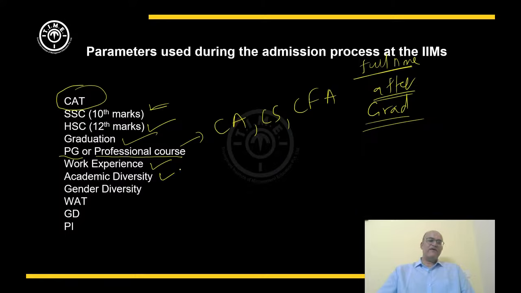Then academic diversity is there in some IIMs. This is essentially given to those who are non-engineers. People who have not done their engineering generally get academic diversity marks from the IIMs. Then gender diversity marks are also given. These marks are given to female applicants, in some IIMs also to transgender applicants. So males will not get this weightage. Everybody else will get gender diversity weightage in some of the IIMs.